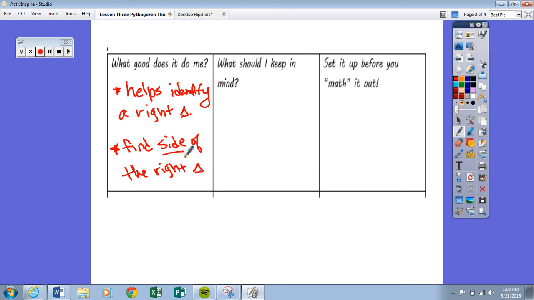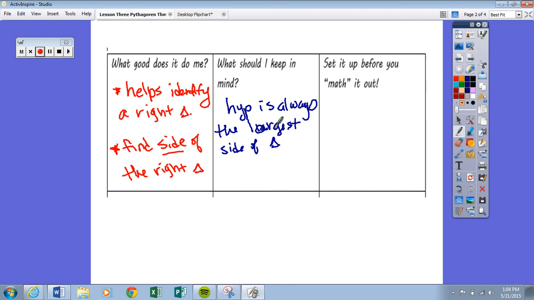Okay, and that's what you're going to see us doing with this today. So what should I keep in mind? Well, what we should keep in mind is that the hypotenuse is always the largest side of the triangle.